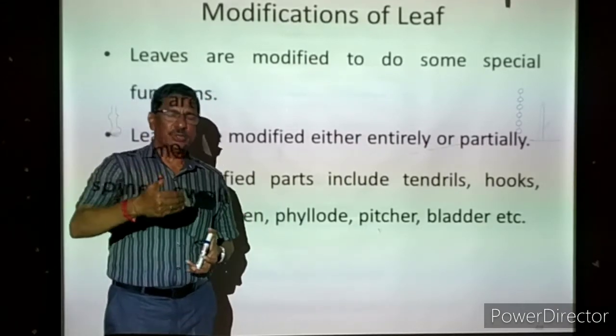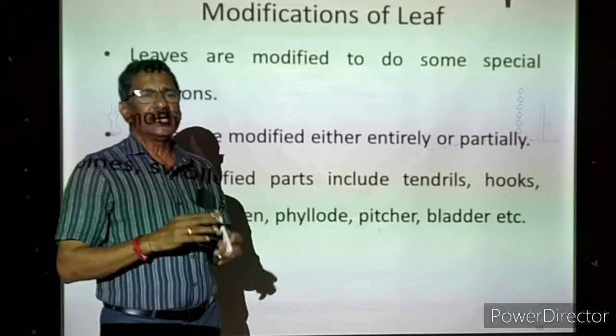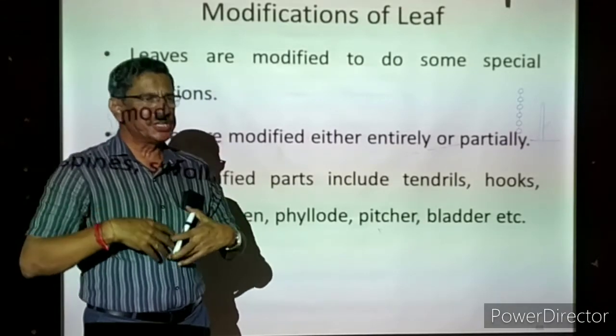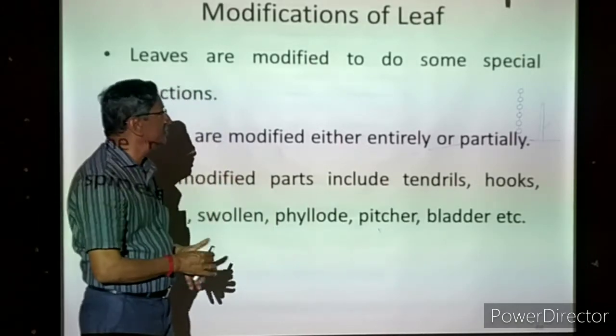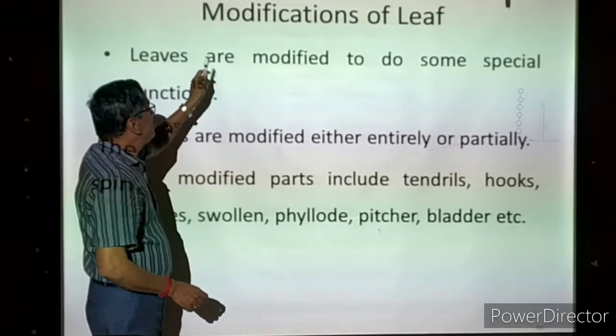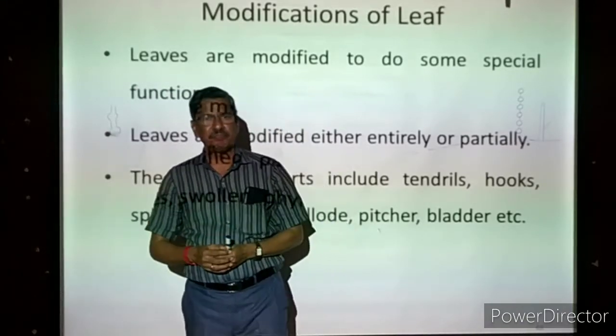Then additional functions are also there. That is, in the primary function, exchange of gases. During photosynthesis carbon dioxide is taken, oxygen is given. During respiration oxygen is taken, carbon dioxide is given. Exchange of gases, like that are some primary functions. But in some plants the leaves are modified.